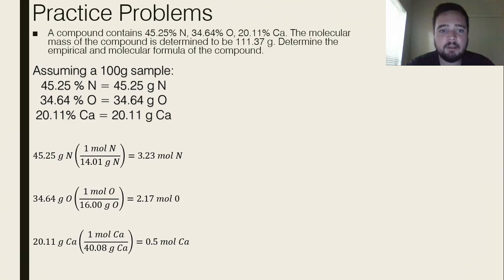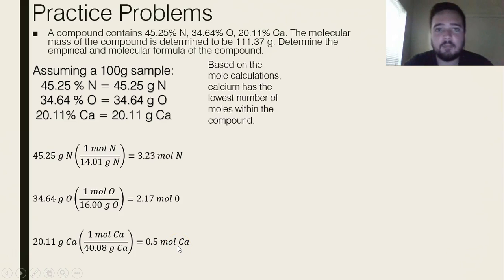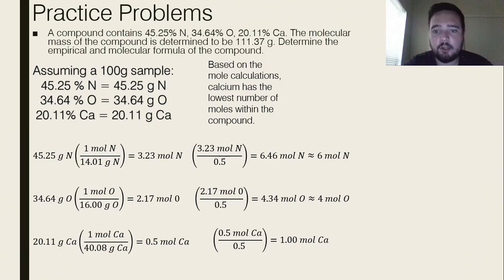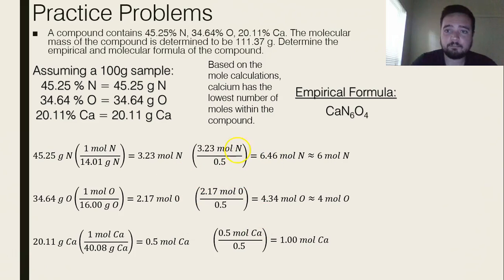Then I'm going to ask myself, again, what is the smallest number of moles? Well, the smallest number of moles is calcium, so I'm going to divide each of these numbers by 0.5, the calcium number of moles that I calculated. I'm going to get about 6 moles for nitrogen, 4 moles for oxygen, 1 mole for calcium. So my empirical formula based off those moles has become Ca1N6O4, based off the 6 moles here and the 4 moles here.